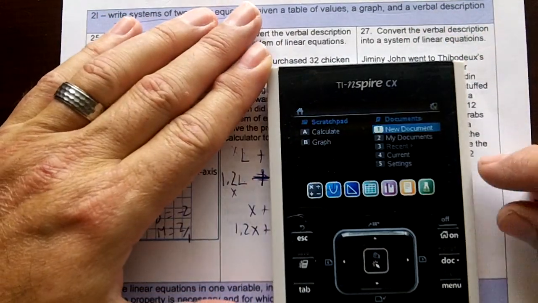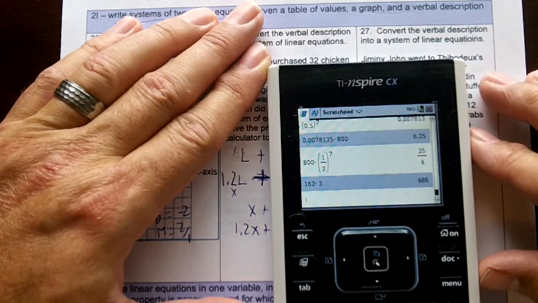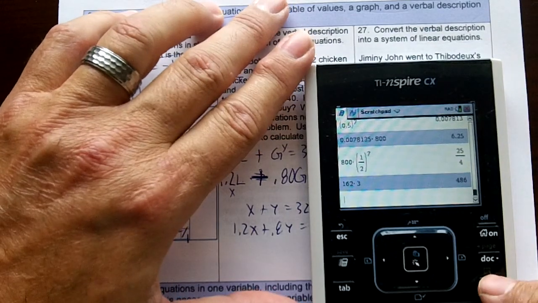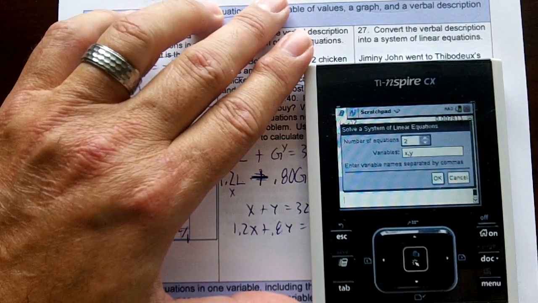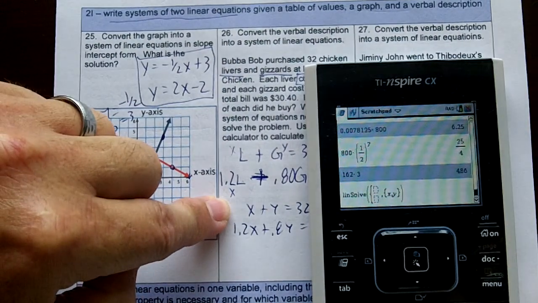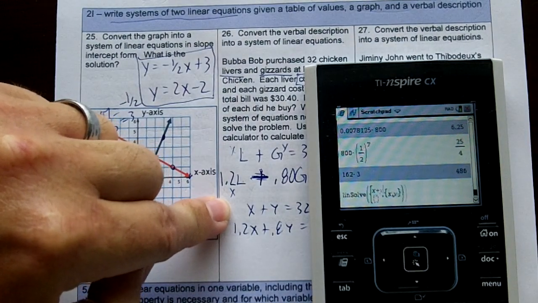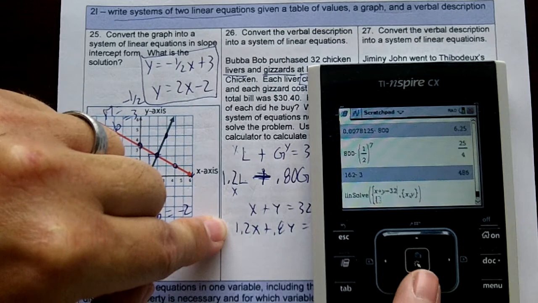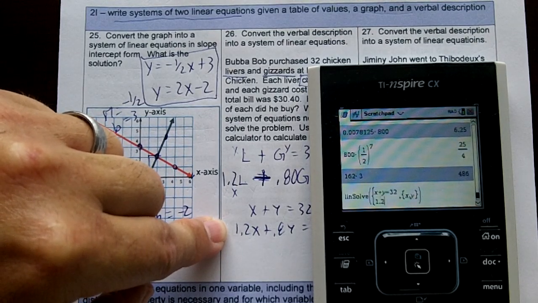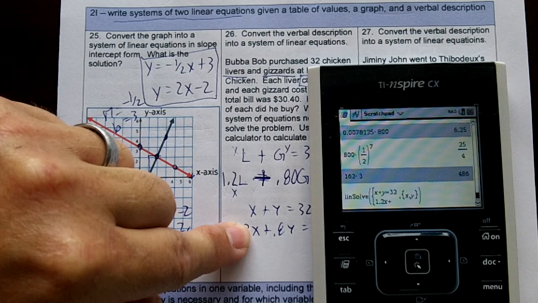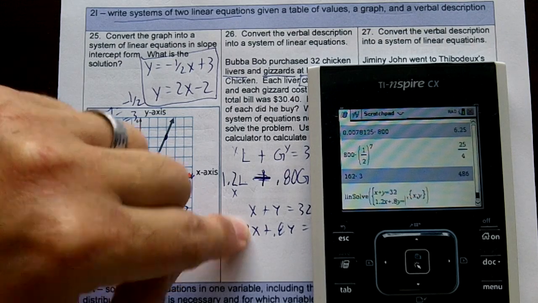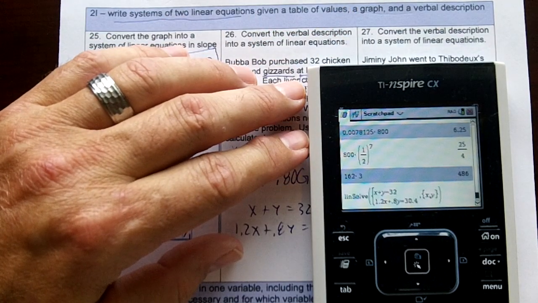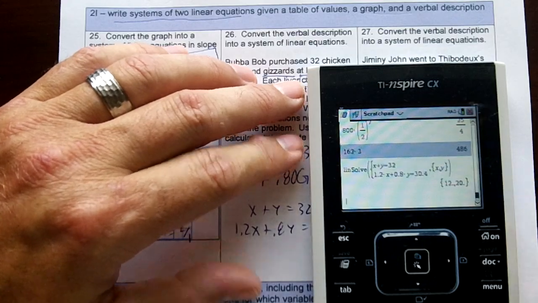Okay, so I'm going to hit the home button. I'm going to go to calculate A. And then I'm going to hit menu, 3, 2, and then hit enter. And then I'm going to type my equations in. x plus y equals 32. And hit the down button to go to the next equation. 1.2x plus 0.8y equals 30.4. Hit enter, and I get 12 and 20.